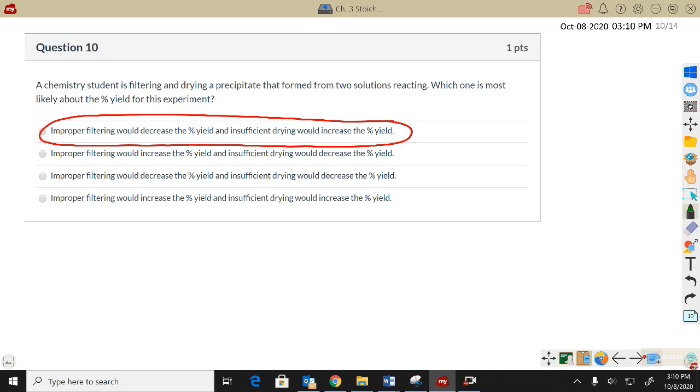Oh yeah, so improper filtering would decrease the percent yield, meaning that if you filtered improperly, you probably either left some of the precipitate behind in the beaker, or maybe you overflowed your filtration apparatus or funnel and you lost some of your precipitate or you spilled it on the table. Improper filtering usually causes a decrease in percent yield. Insufficient drying would cause an increase in percent yield. It would mean that my precipitate is not fully dry and the mass would be higher than we want it to be.